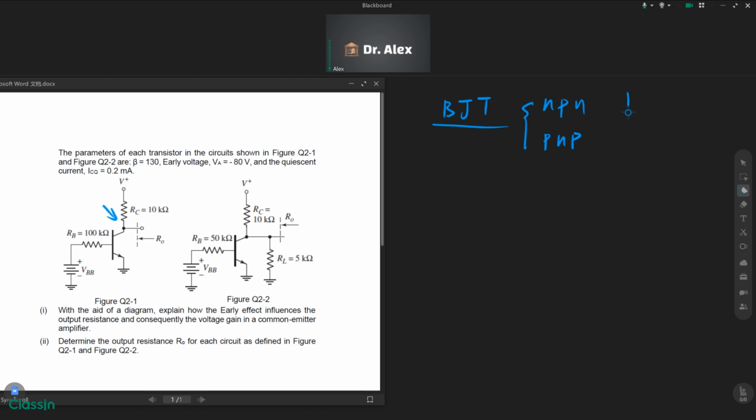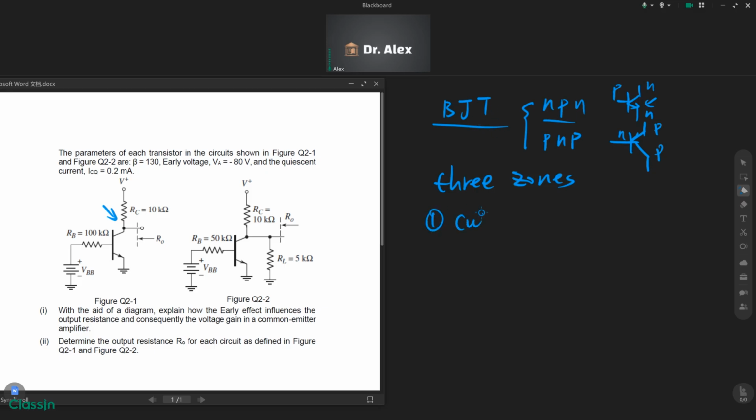Okay, NPN looks like this. PNP looks like this. You can get the type from the direction of the arrow. It always points from P to N, so this one is NPN, and this one is PNP. And there should be three zones of operation for the BJT.